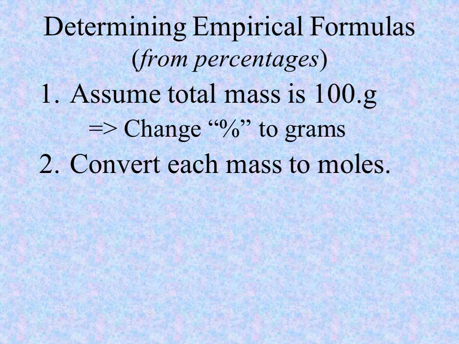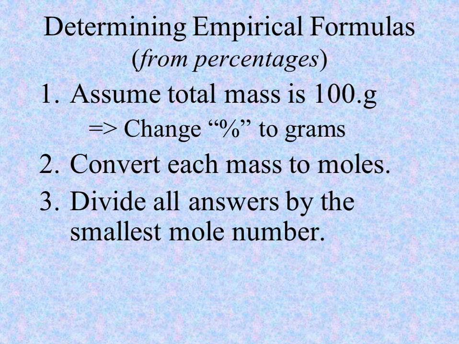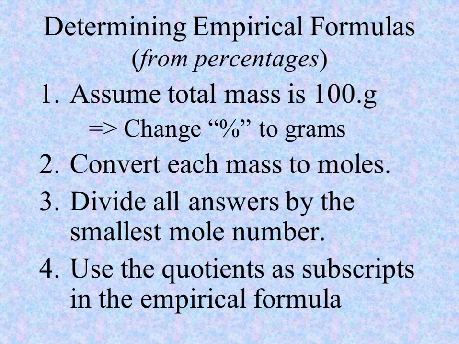Convert each mass to moles with its molar mass, compare the mole numbers and divide by the smallest mole number, and the quotients then become the subscripts. If the quotients come out to be a fraction, as in the last example, then you need to make the correction as we discussed previously.